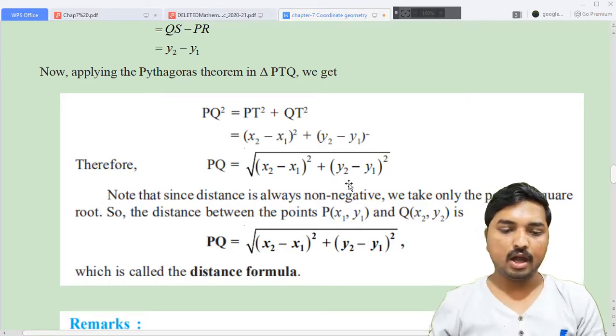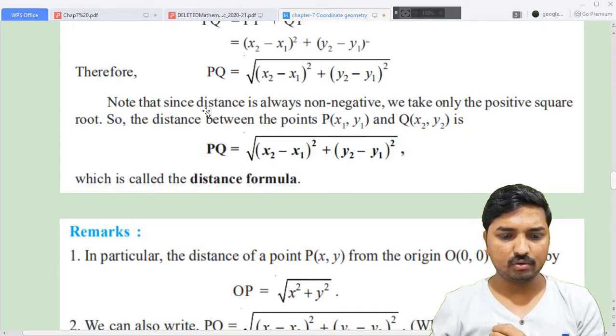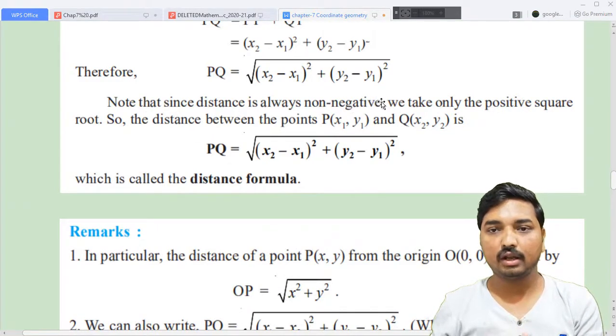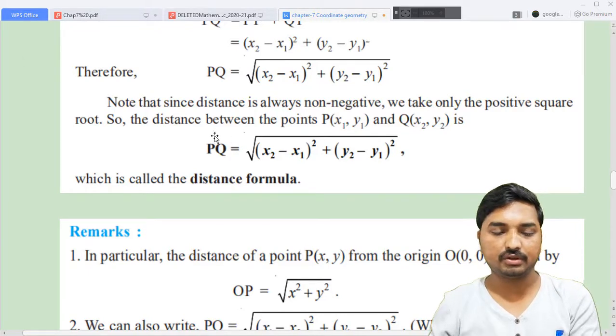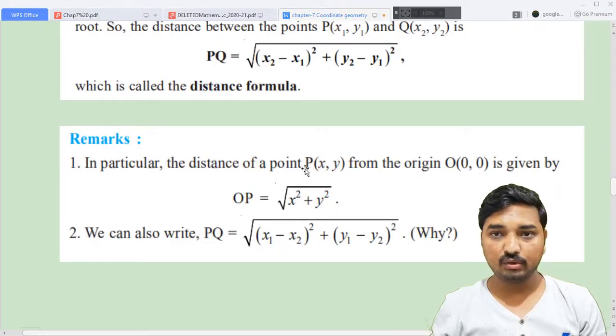Okay, so now I'm going to convey one more important thing. Look here: note that since distance is always non-negative, as I already told you, we take only the positive square root. Okay, and so the distance between P of x1, y1 and Q is equal to this, a positive value, and this is called the distance formula.